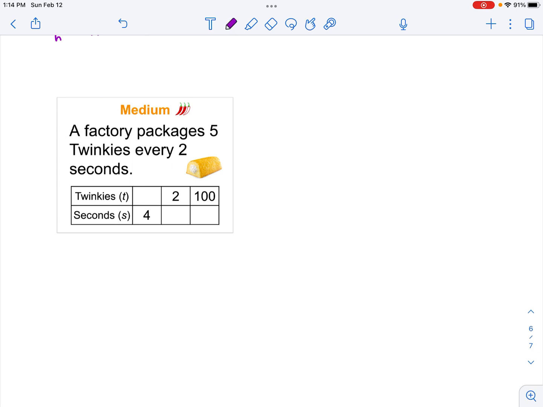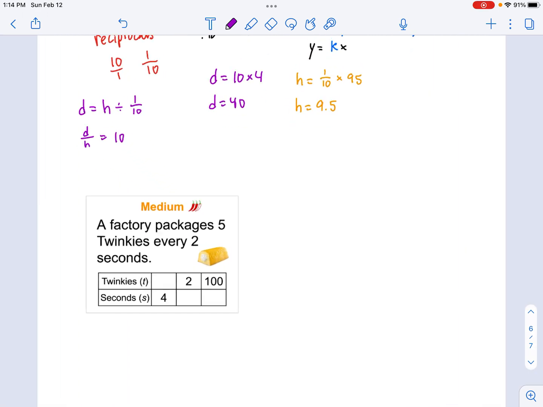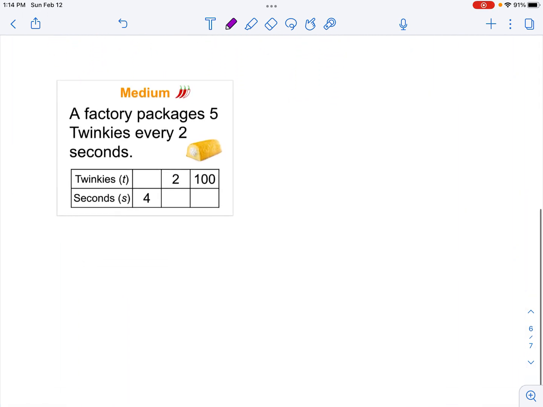Okay, here I go. So first I'm going to set up my 2 equations. I have T and S. I know that one of them is going to be T equals something times S, and the other one is going to be S equals something times T.